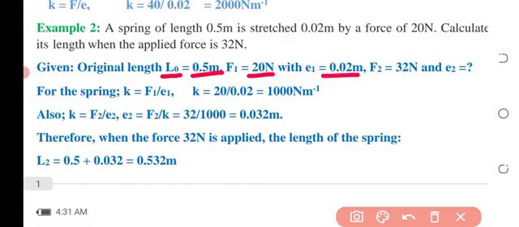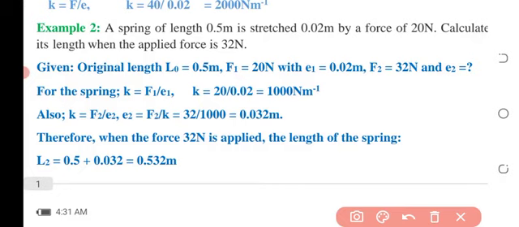So they are now asking us to find the new length when the force of 32 Newton is applied. But before we can do that, we need to find the new extension. So how do we go about that? First thing to do is to find the force constant. Inasmuch as we are dealing with the same spring, the force constant remains the same no matter what the load is, inasmuch as the extension is still within the elastic limit.